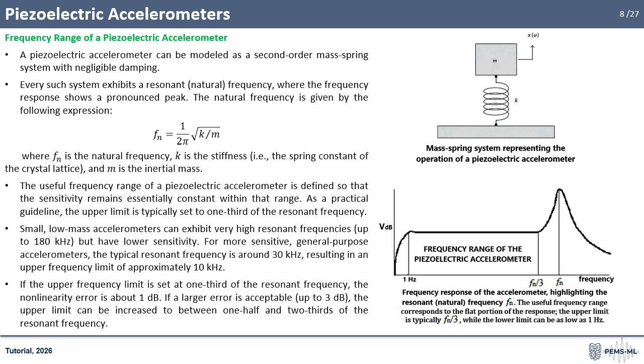Small, low-mass accelerometers can have very high resonant frequencies, up to about 180 kHz, but they offer lower sensitivity. In contrast, more sensitive general-purpose accelerometers typically have a resonant frequency around 30 kHz, which corresponds to an upper usable frequency of about 10 kHz.